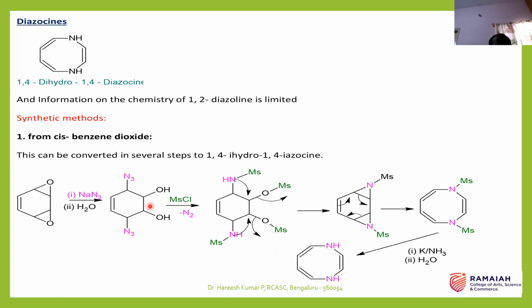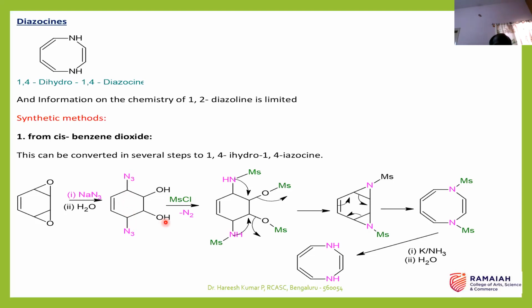This happens when it is treated with MsCl. What is MsCl? MsCl is called methane sulfonyl chloride. Methane sulfonyl chloride means CH3SO2Cl. CH3SO2Cl is called methane sulfonyl chloride. That is usually represented as Ms chloride.